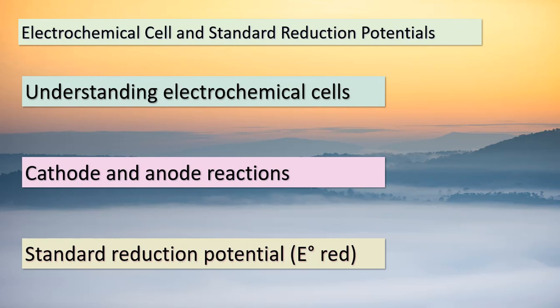Now, let's talk about something called standard reduction potential, denoted as E°red. This value helps us understand the tendency of a species to be reduced. But before we proceed, let's remember that a positive E°red indicates a greater tendency for reduction. Keep this in mind as we venture into our next example.